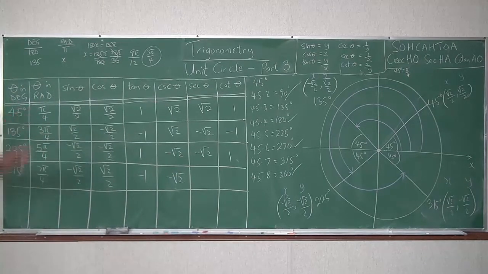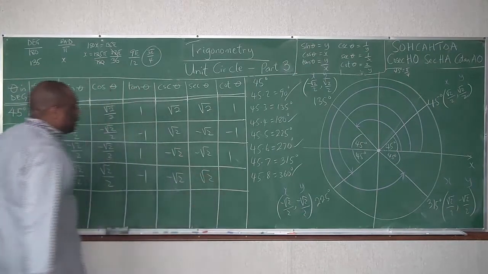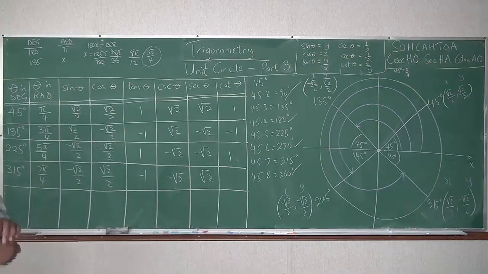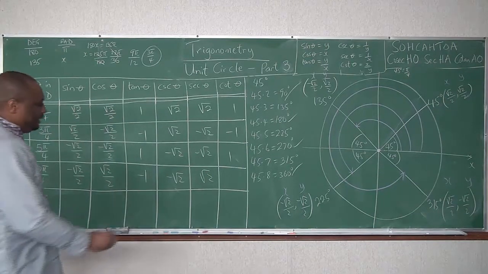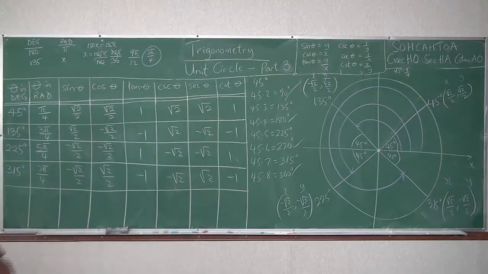Sec is 1 over x. X is positive there. So this is going to be positive root 2. And then cotangent x over y. One is positive, one is negative. You have negative 1. That is it, folks. That is it for 45 degrees.